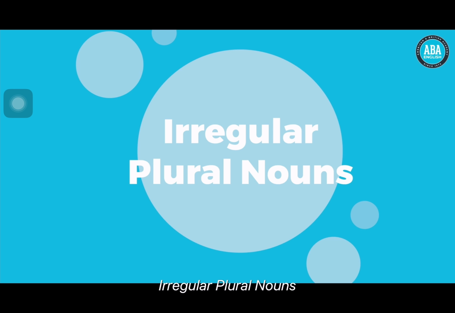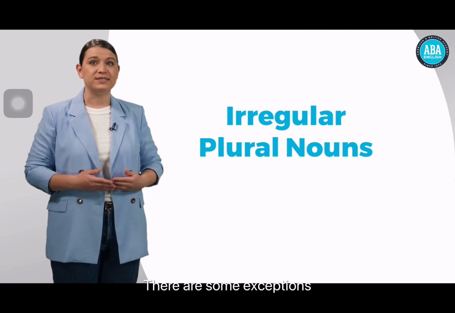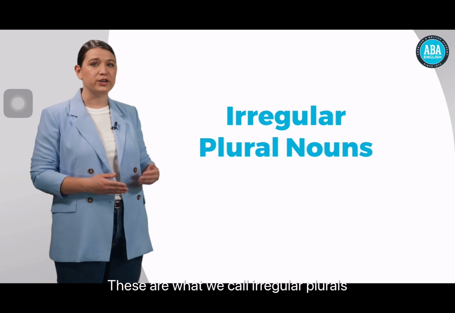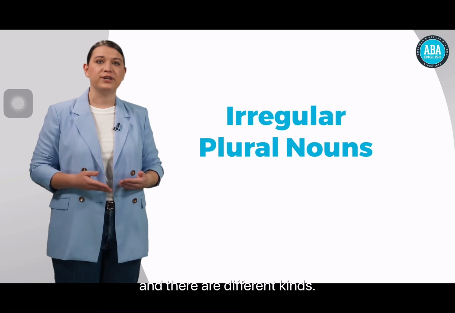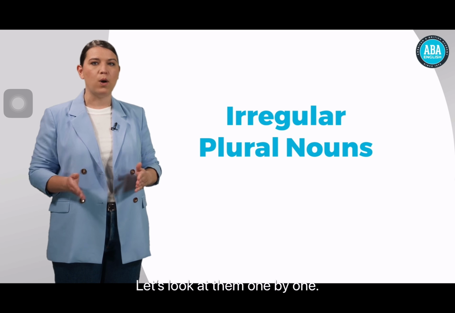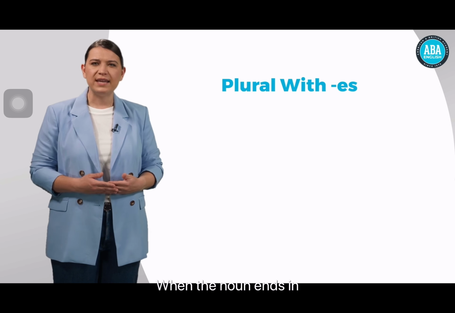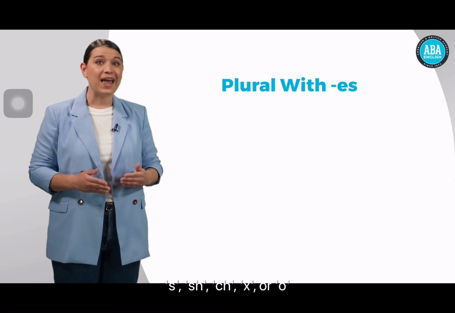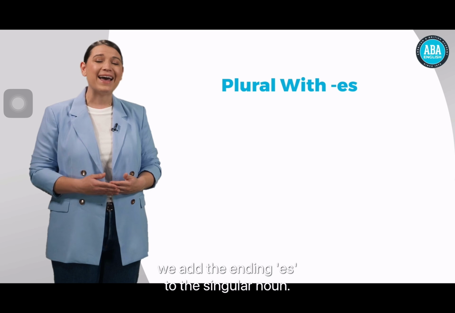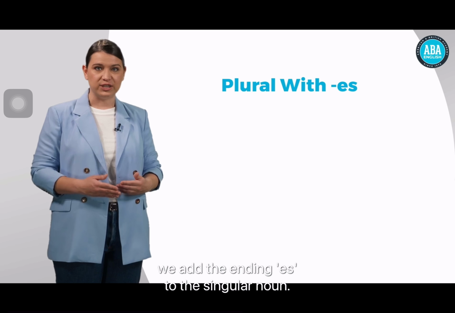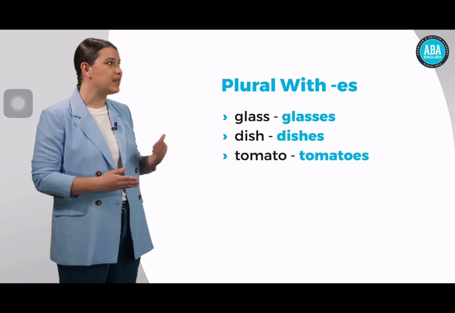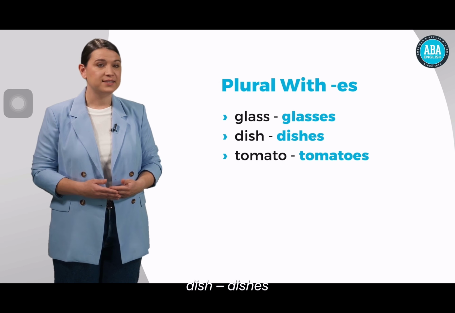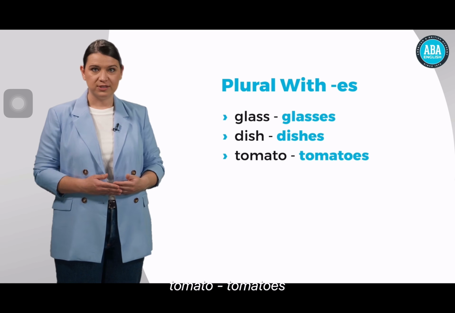Irregular plural nouns. There are some exceptions that we need to know when creating plurals. These are what we call irregular plurals, and there are different kinds. Let's look at them one by one. When the noun ends in S, SH, CH, X, or O, we add the ending ES to the singular noun. For example, glass, glasses, dish, dishes, tomato, tomatoes.